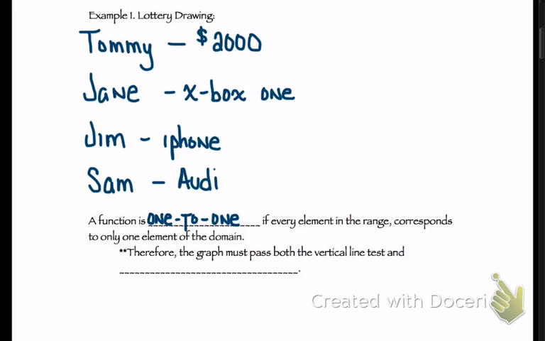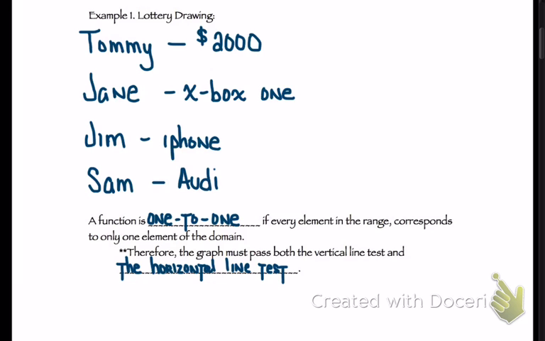In order for something to be one-to-one, I'd write in my notes that not only can't there be repeated x values, but now there also can't be repeated y values. So, therefore, the graph must pass both. The vertical line test determines if it's a function. The horizontal line test will determine if it's a one-to-one function. Make sure it passes both of them before you say, yep, it's one-to-one. It's got to pass both the vertical and the horizontal line test.